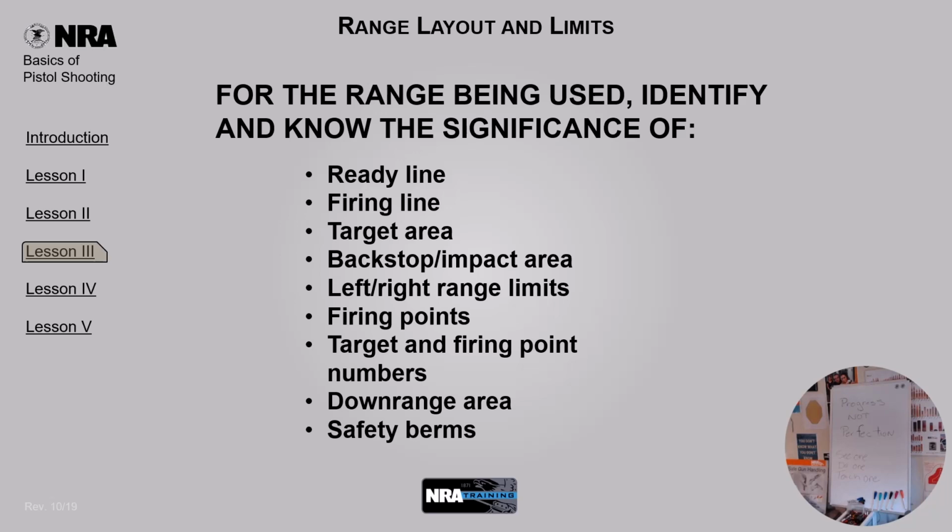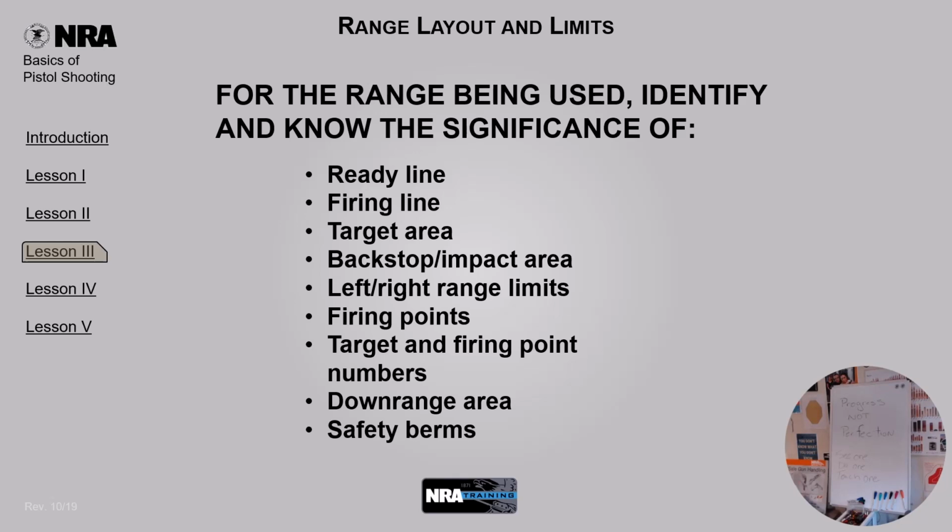So your firing line is where you are standing when you are handling firearms at the range. Your target area is where the targets are being hung. Backstop impact area is where the bullets are landing after you've shot them through your targets. Left-right range limits, usually we are imagining that it is 0. You must keep your firearm pointed downrange, parallel to the ground, and perpendicular to your backstop.